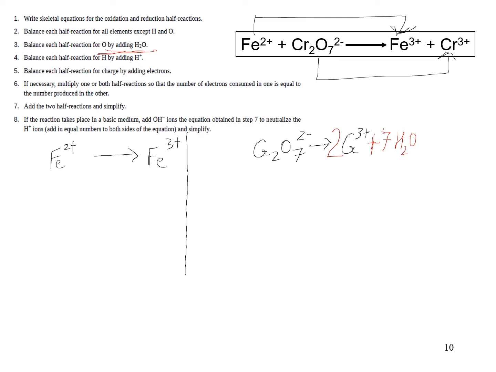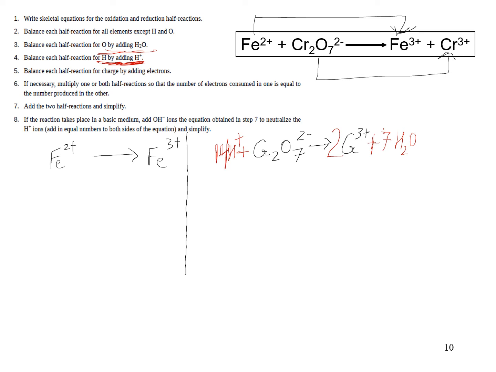Balance each half reaction for hydrogen by adding protons. This half has no proton, so we can leave it like that. This side, let's balance the protons. How many protons do I have on the reactant side? None. On the product, I have 7 times 2, 14 protons. So we are going to add 14 protons on the reactant side. Sorry, this is 14. Okay, 14 protons. Perfect.